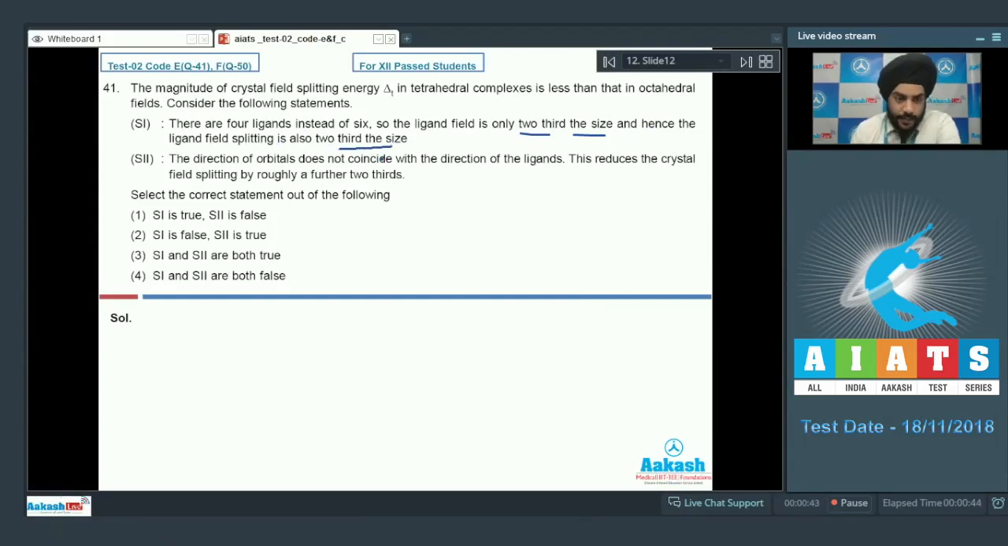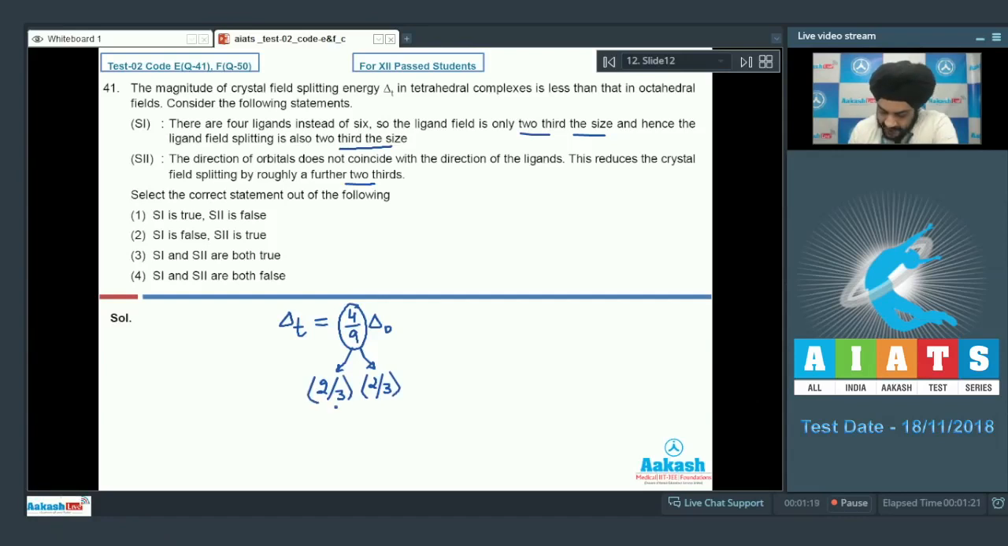And looking at statement 2. The direction of orbitals does not coincide with the direction of the ligands. This reduces the crystal field splitting by roughly a further 2/3. So students, we know that delta T is roughly equal to 4/9 delta naught when we are dealing with the same metal ion and the same ligands. So the examiner has divided this factor of 4/9 into two parts and attempts to explain the factor of 4/9 in terms of two 2/3s.